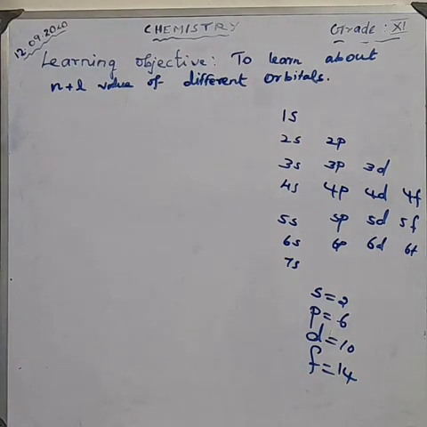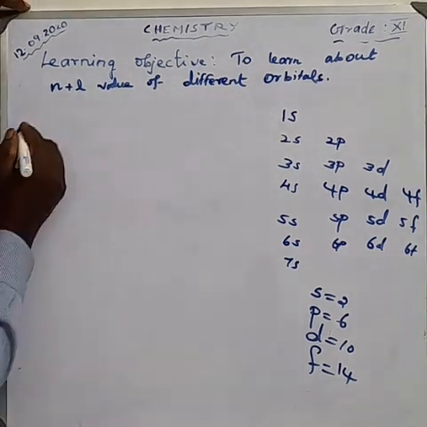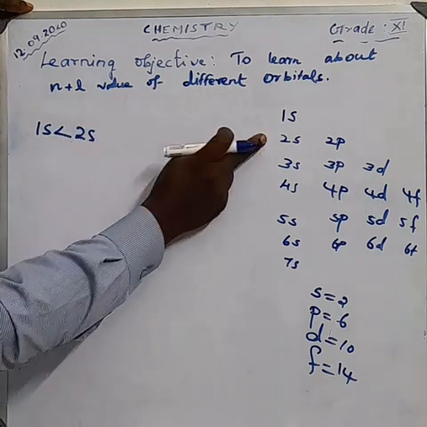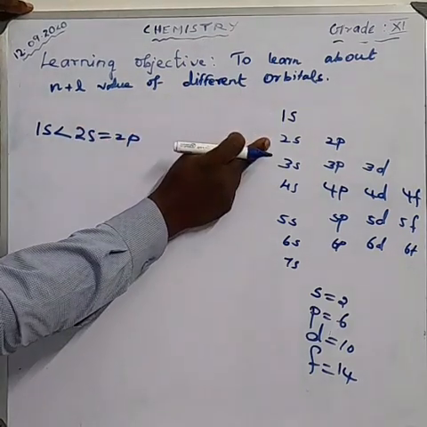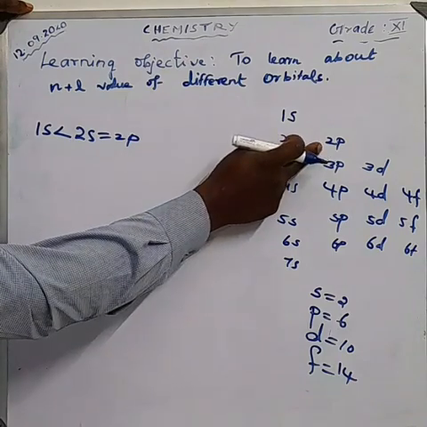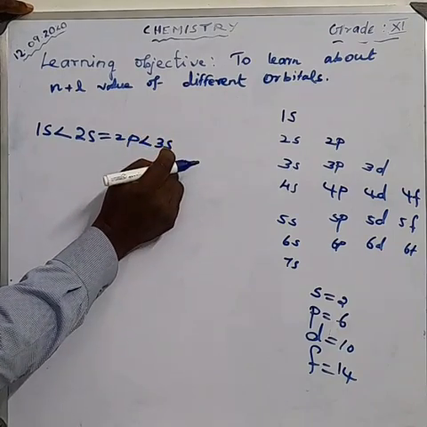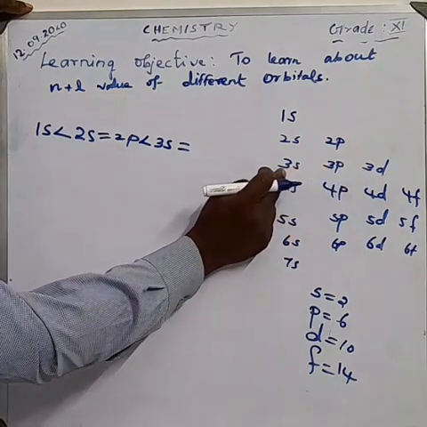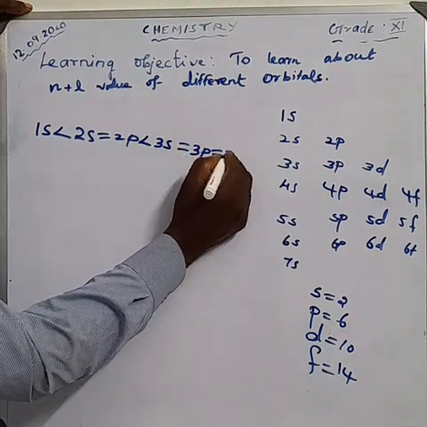First of all, you should learn about the energy of the various orbitals. That is, 1s is less than 2s, and 2s is equal to 2p. Clear? And 2p is less than 3s, and 3s is equal to 3p. Clear? 3p is also equal to 3d.